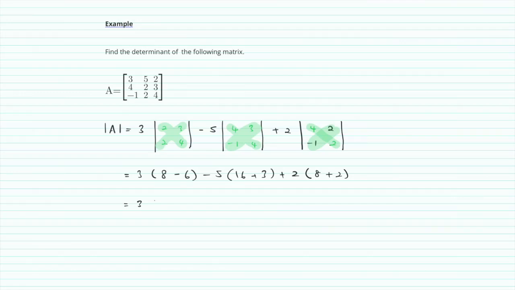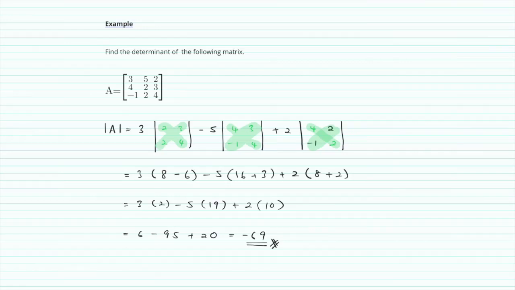Further simplifying, we have 3 times 2 minus 5 times 19 plus 2 times 10. So we have 6 minus 95 plus 20. And so you will get the answer of negative 69. And so there you have it. That's how you calculate the determinant of a 3 by 3 matrix using cofactor expansion by expanding along the first row.